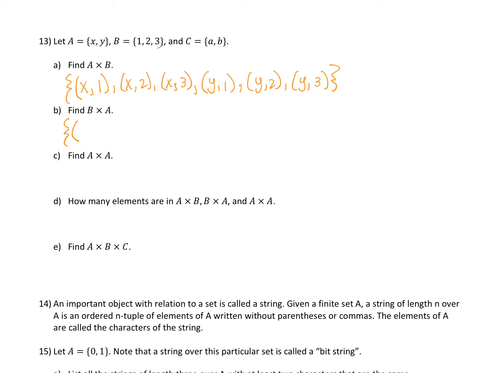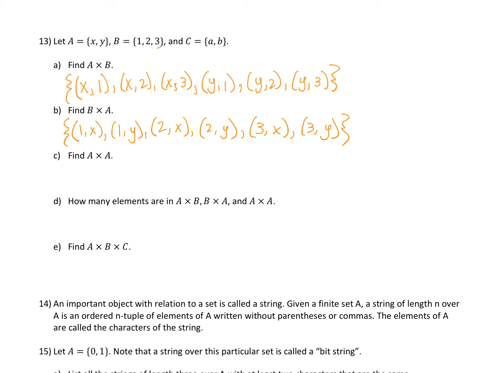So the first element of B is a 1, and I could pair that with the X or the Y from A. And then my second element of B is a 2. It can get paired with X, or it can get paired with Y. And then my third element of B is 3, and it can get paired with X from A, or it can get paired with Y from A.